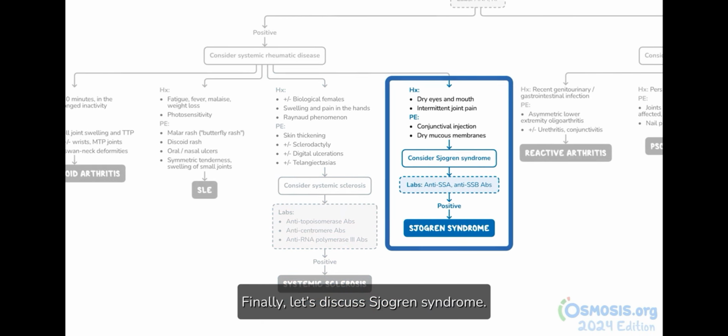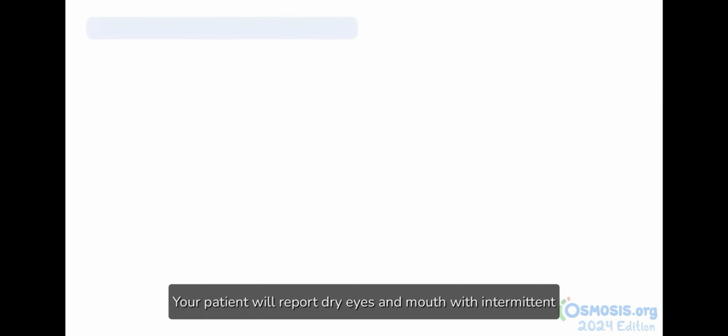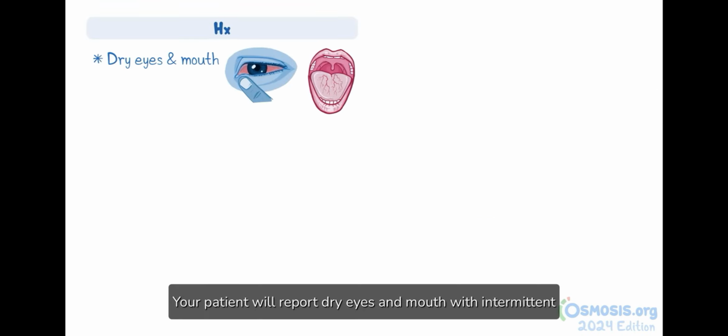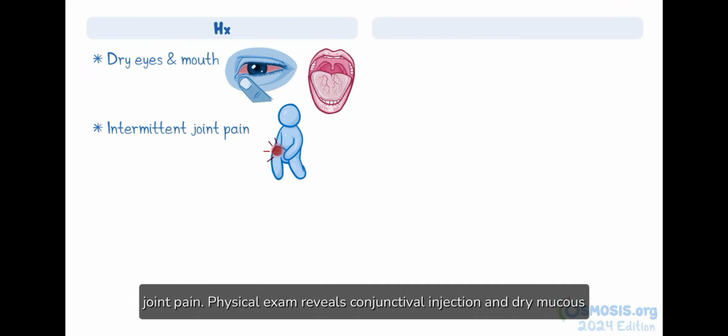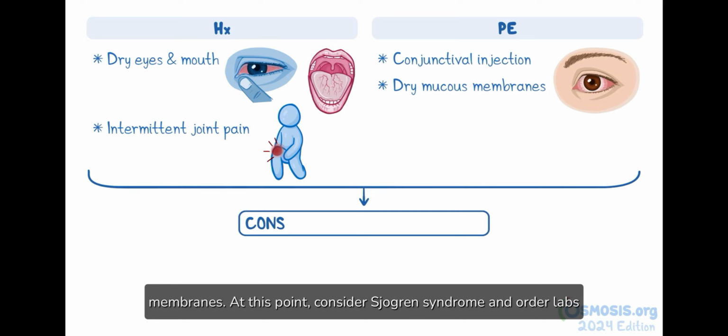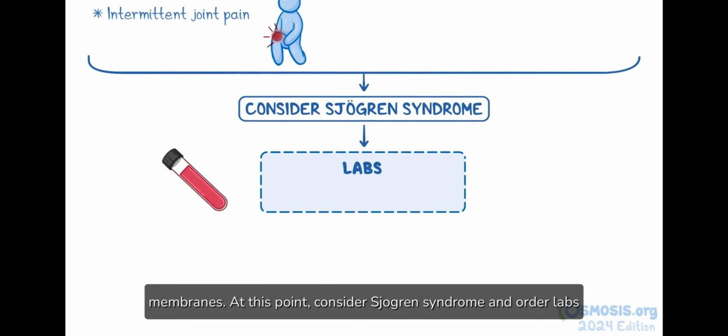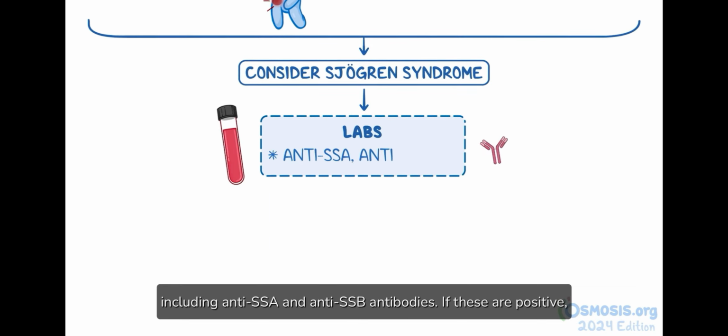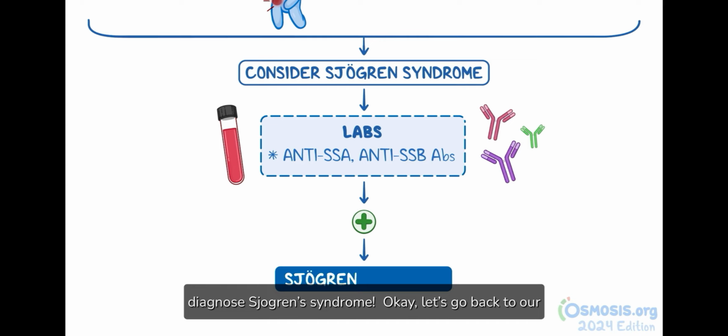Finally, let's discuss Sjogren's syndrome. Your patient will report dry eyes and mouth with intermittent joint pain. Physical exam reveals conjunctival injection and dry mucous membranes. At this point, consider Sjogren's syndrome and order labs including anti-SSA and anti-SSB antibodies. If these are positive, diagnose Sjogren's syndrome.